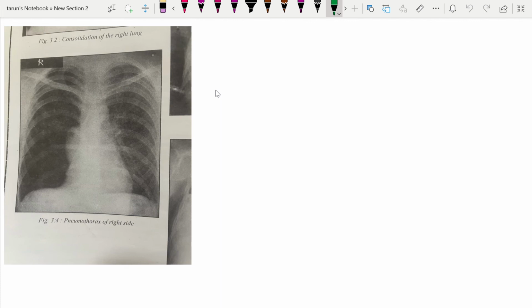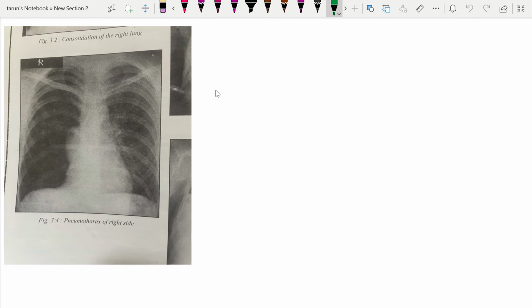Both the costophrenic angles are more or less clear. The cardiac apex and trachea shadow are not shifted in the chest X-ray, probably because of improper centering of the patient; usually they shift to the opposite side, to the left. The left lung field is clear and normal. Other points are within normal limits. There is absence of bronchovascular markings beyond the collapsed lung border.